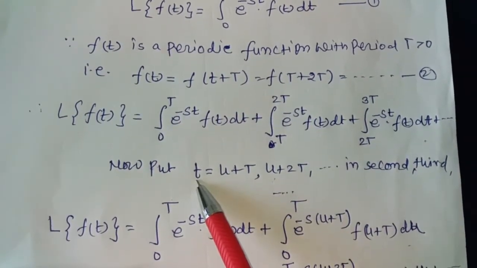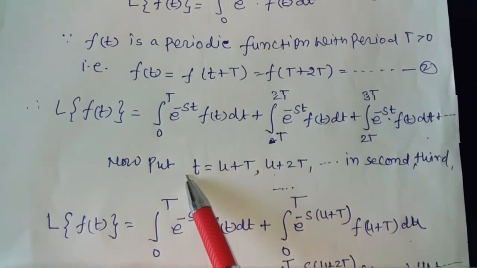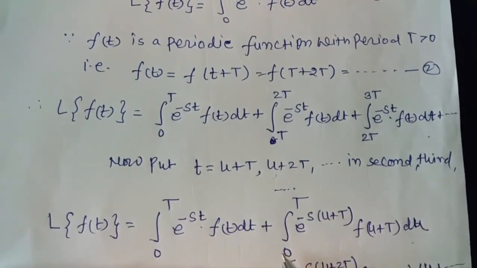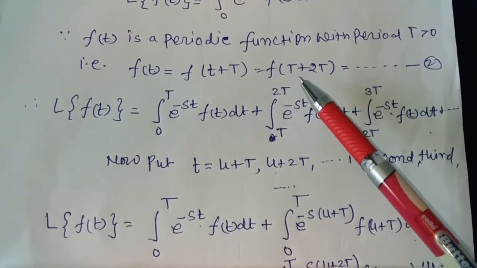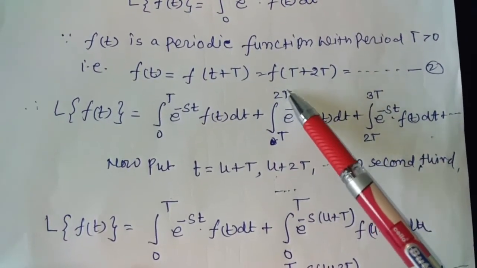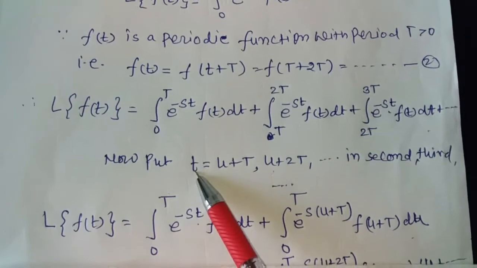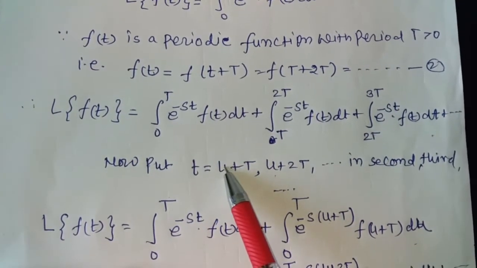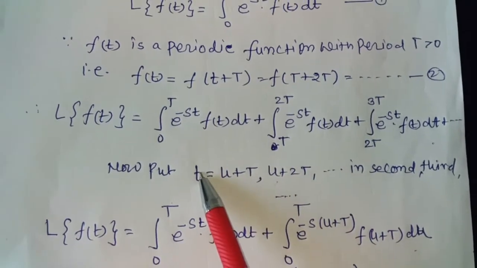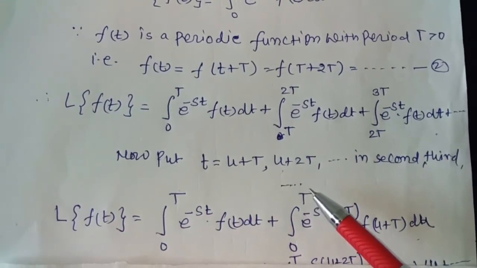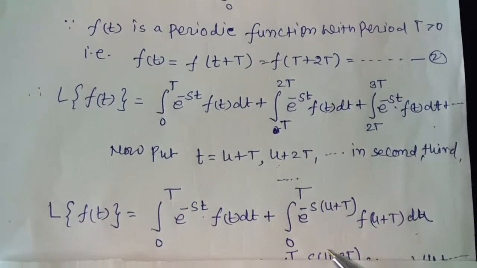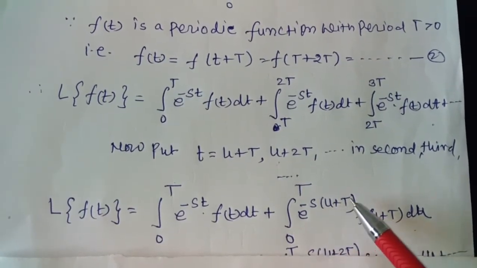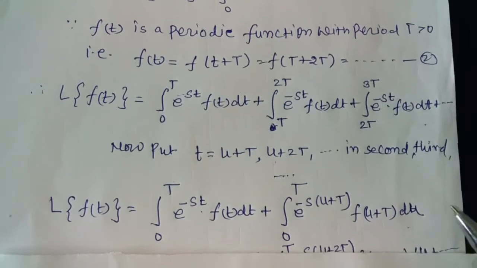So we put here capital T, then capital T to capital T cancel, and we get u equal to 0 as the lower limit. Similarly, for the upper limit, small t is 2 capital T. So we put 2 capital T here, and then we get the value of u as 2T minus T. So the upper limit of u is capital T. So we get the integral from 0 to capital T of e raised to minus s (u plus T) f of (u plus T) du.